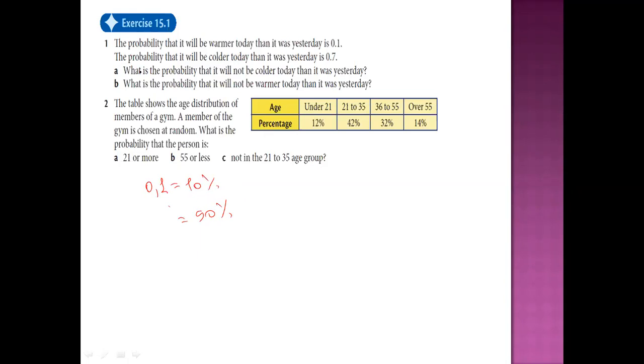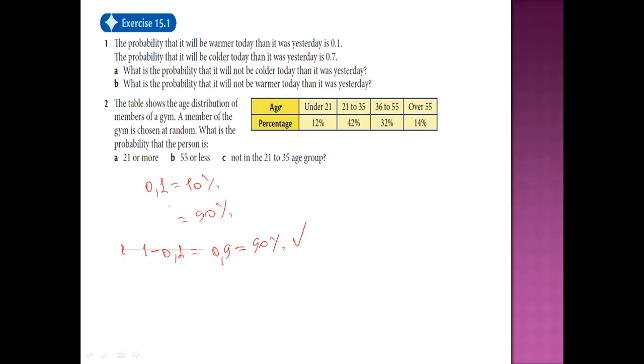So what is the question? What is the probability that it will not be colder today than it was yesterday? Also exactly, you can use the previous method or formula: 1 minus 0.1 is equal to 0.9, or 90%. So the probability of not being colder today than yesterday is exactly 90%.